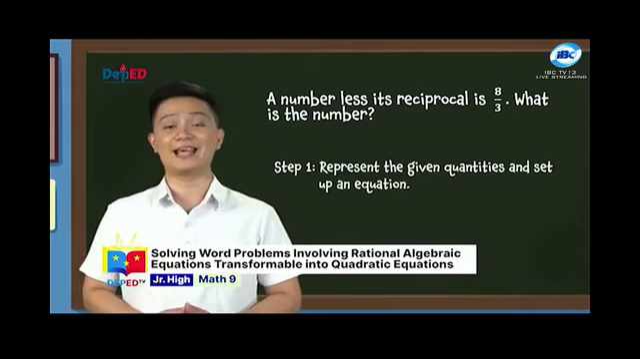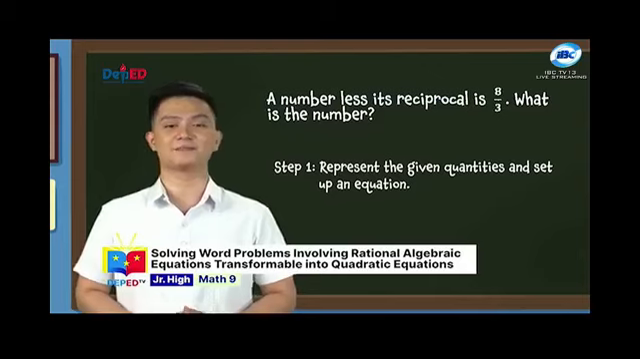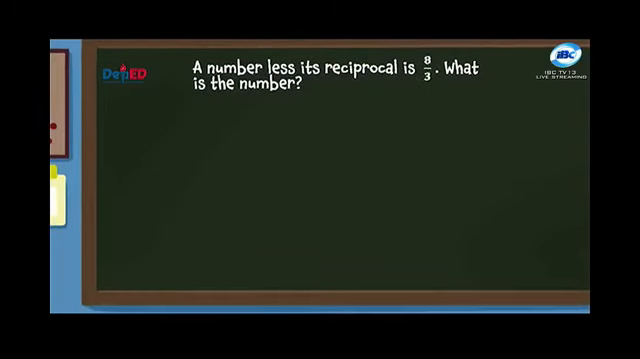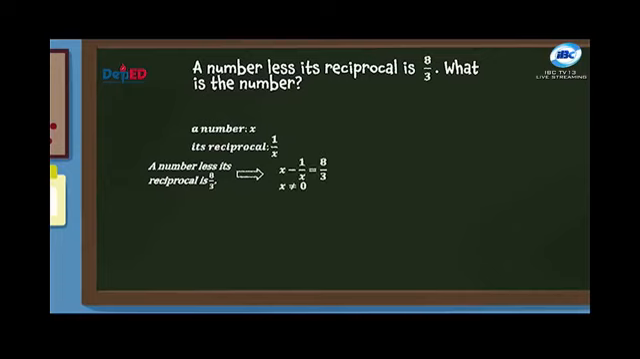Step 1. Represent the given quantities and set up an equation. The number referred to in the problem can be represented as x and its reciprocal as 1 over x. So, the verbal sentence, a number less its reciprocal is 8 over 3, can be translated as the equation x minus 1 over x equals 8 over 3. Here, x should not be equal to 0, otherwise, 1 over x is undefined.